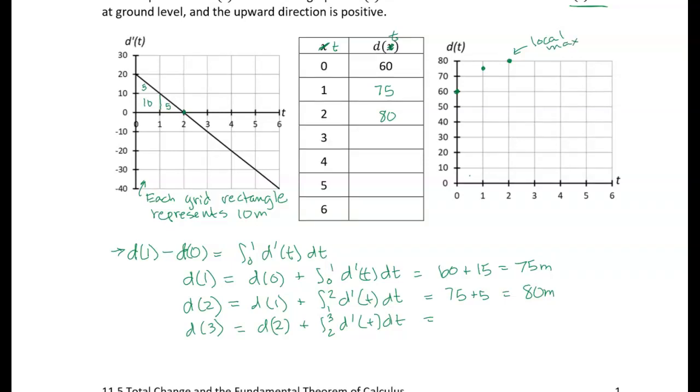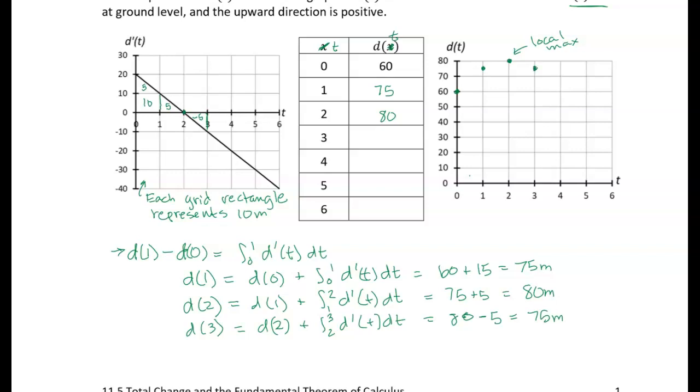Okay, so down here from 2 to 3, we have a negative area, right? It's the same area, but it's a -5, right? This area from 2 to 3. So to get the position at t equals 3, we're going to take the position at 2, 80, and we're going to now subtract 5 because we have negative area. All right, so 75 meters. So we're back down to 75 meters at t equals 3.